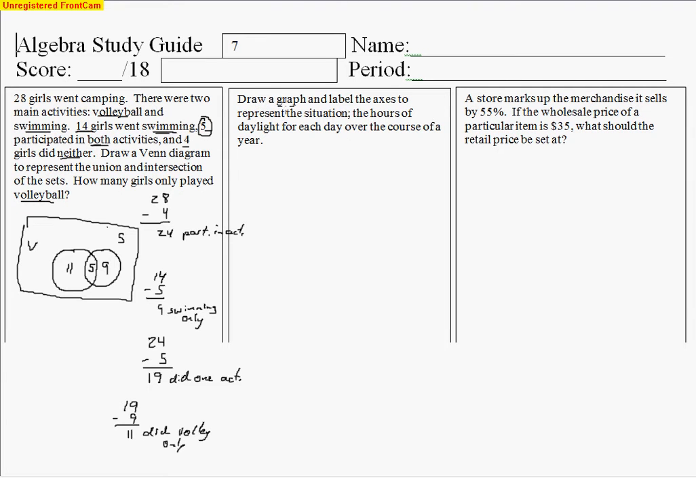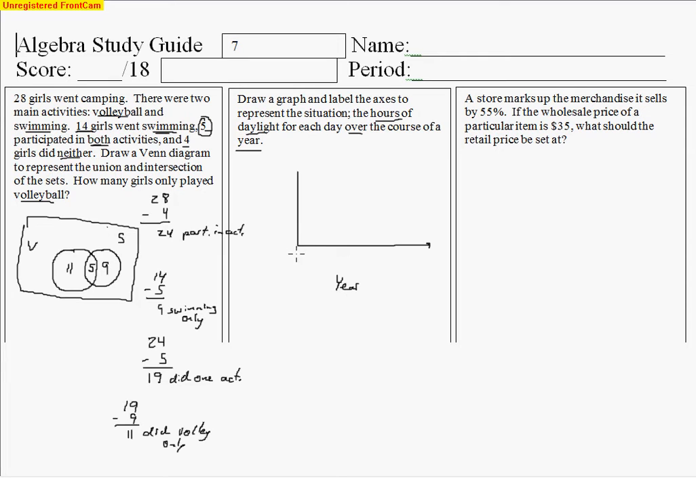So the next one says, draw and label the axes to represent the situation: the hours of daylight for each day over the course of a year. So let's start with a graph. We've got our y-axis and our x-axis. Our x-axis is going to represent the course of a year.